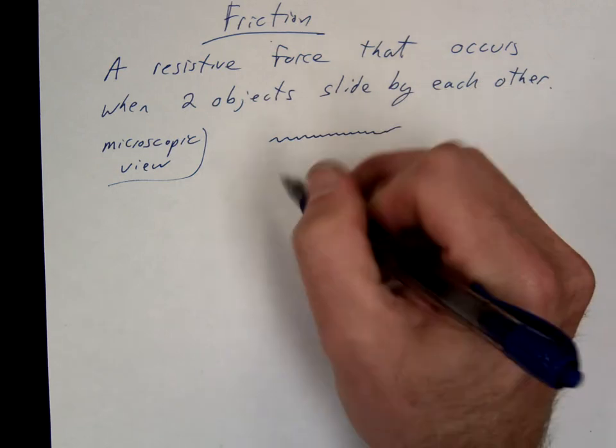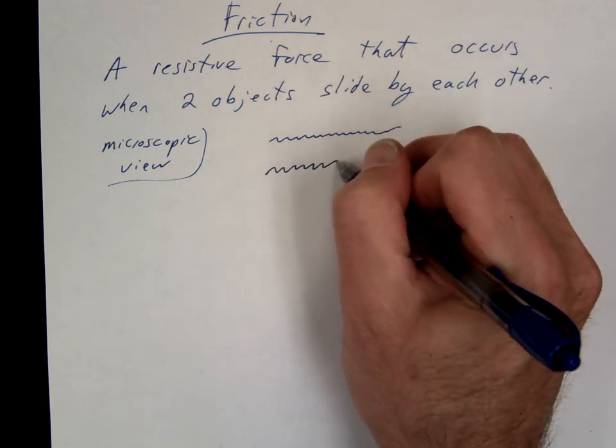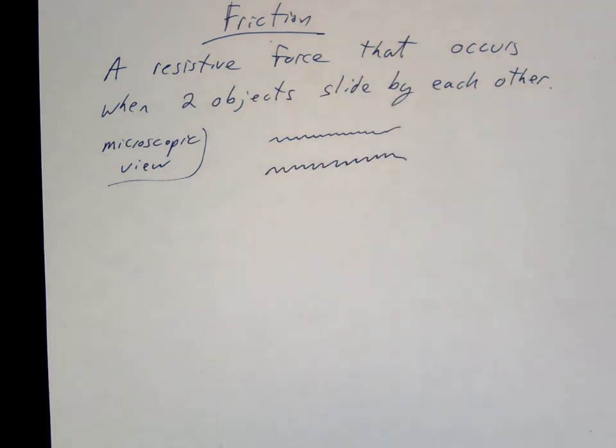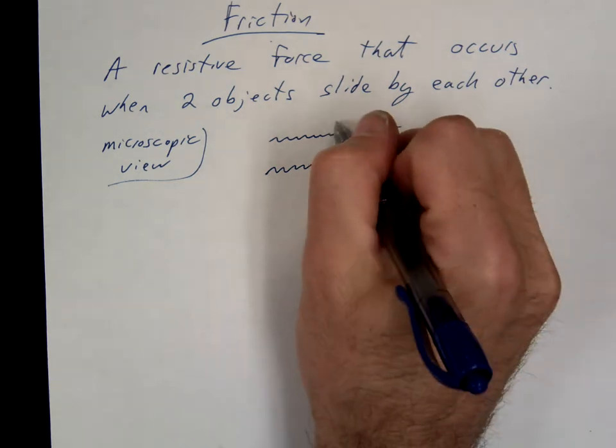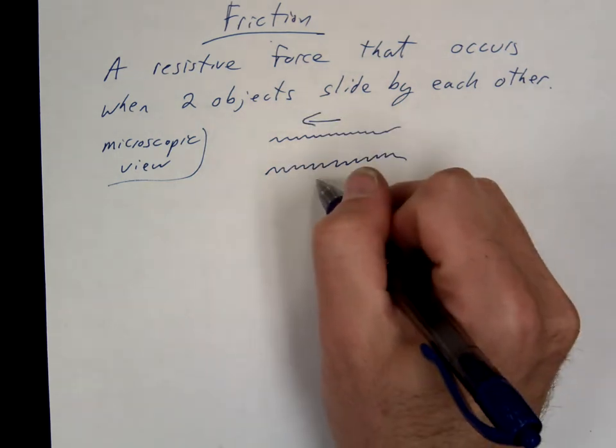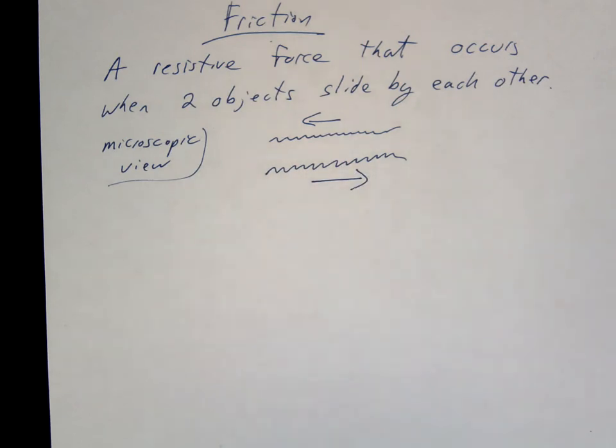You guys remember from biology days how things looked under microscopes? They would have like these little ridges, they'd have edges, it wouldn't be perfectly smooth. And so what happens is, if this is, say, the book, and this is the table, as they slide by each other, there's going to be some resistance.